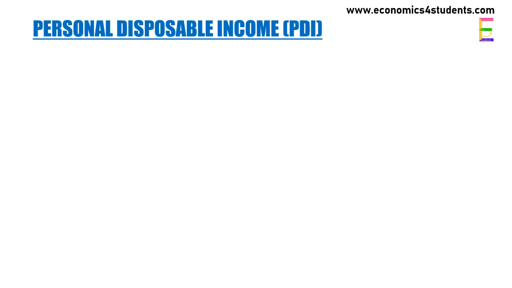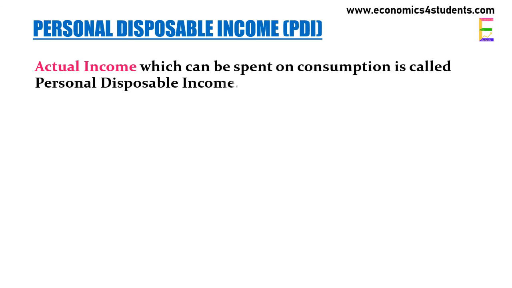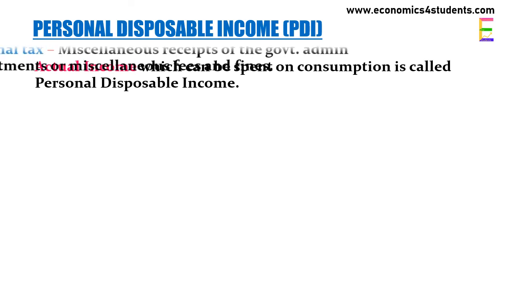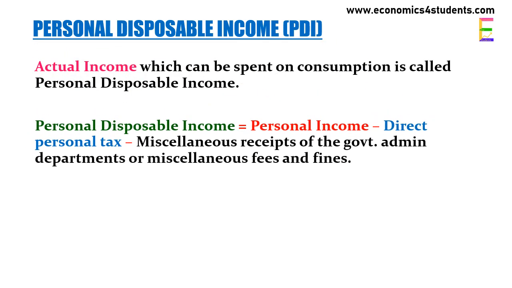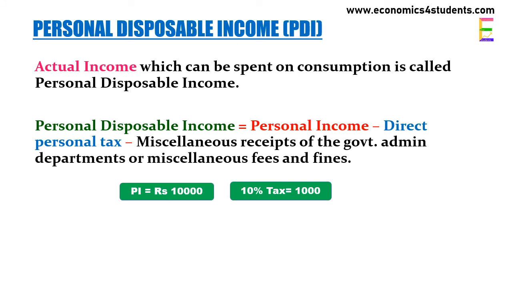Personal disposable income. Actual income which can be spent on consumption is called personal disposable income. It is the income remained with the individuals after payment of all taxes and other miscellaneous expenses. For example, personal income is rupees 10,000. After deducting 10% of tax, that is rupees 1,000, personal disposable income is rupees 9,000.